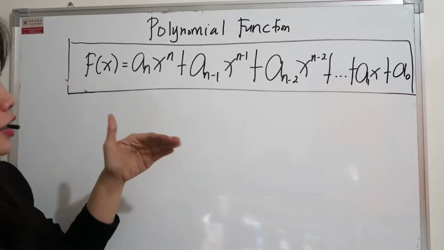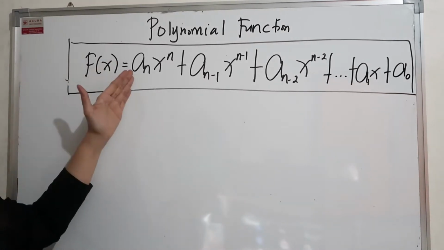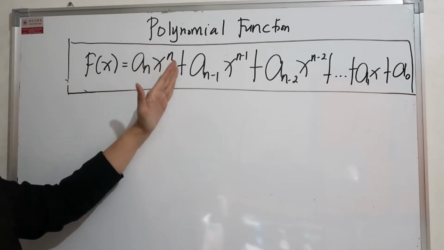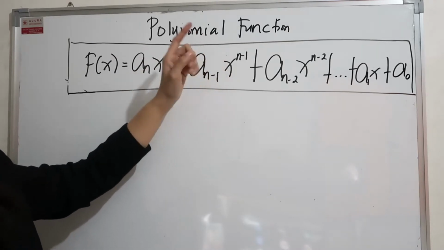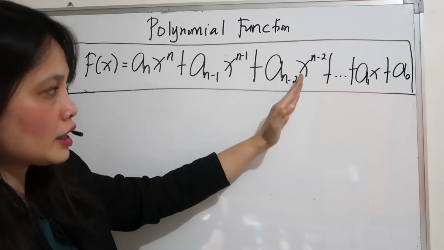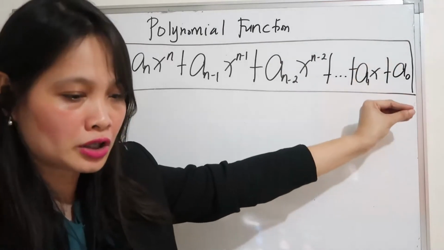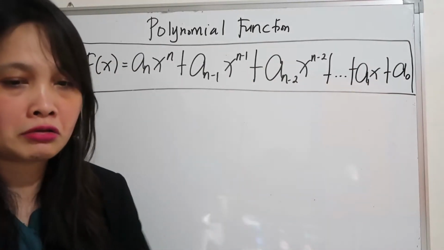The general form of a polynomial function is f(x) = a_n x^n + a_(n-1) x^(n-1) + a_(n-2) x^(n-2) + ... up to a_0. When we say a sub 0, you're referring to a constant term.